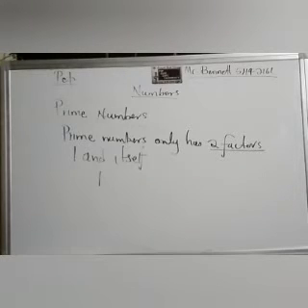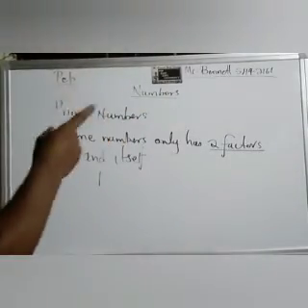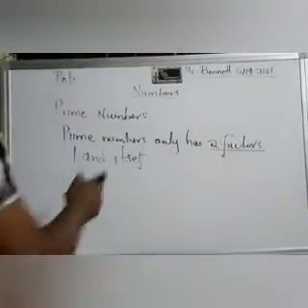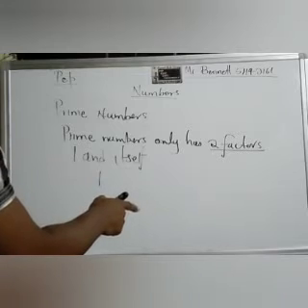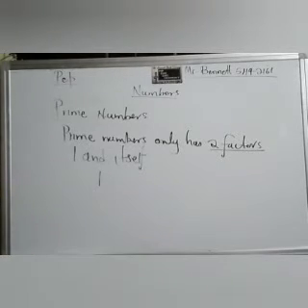Let us see. Well, it must have 2 factors, 1 and itself. Now, 1 can go into 1. But then again, look at this. You know, 1 is not a prime number because it only has 1 factor, which is 1. So therefore, 1 is not a prime number.